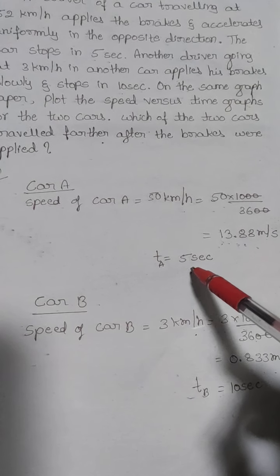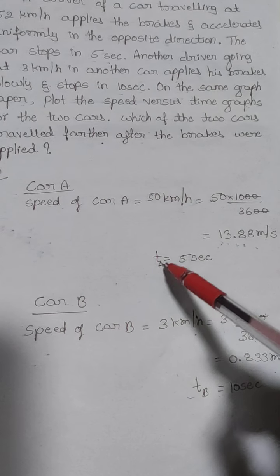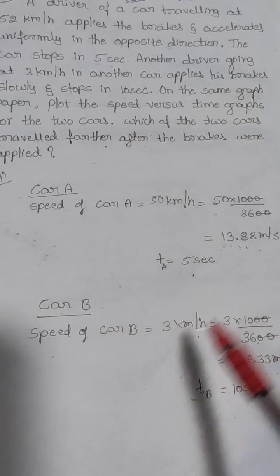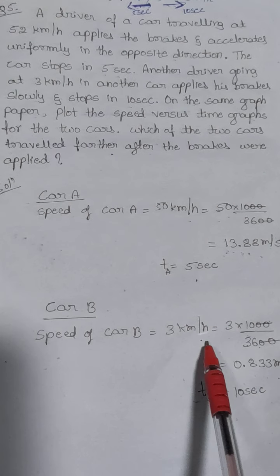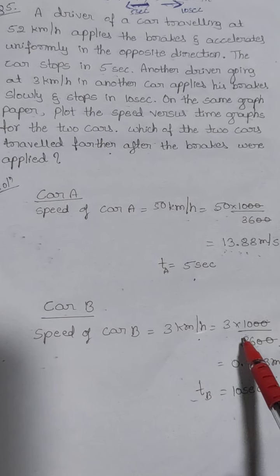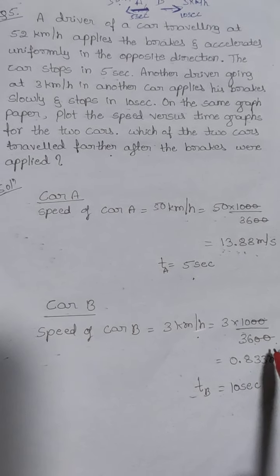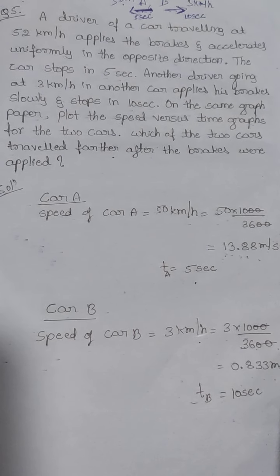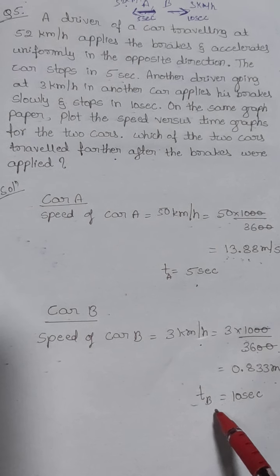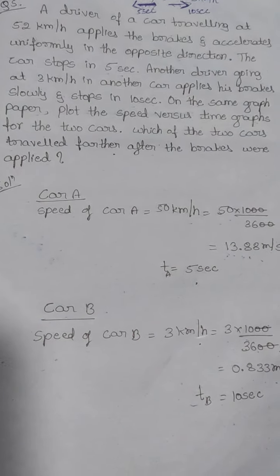So the time taken by car A is equal to 5 seconds. For car B, the speed of car B is equal to 3 km per hour. So 3 into 1000 divided by 3600, then the value is 0.833 meter per second. The time taken by car B is 10 seconds.